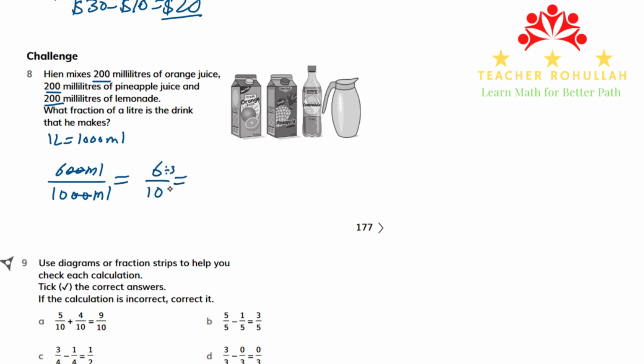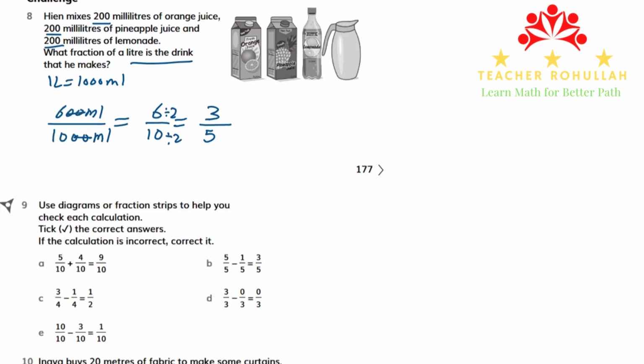We can either say she has made 6/10 of 1 liter of drink, or if we simplify, we cannot divide by 3, we can divide by 2. 6 divided by 2 is 3, and 10 divided by 2 is 5. We can say she has made 3/5 of 1 liter of drink, 3/5 or 6/10 of 1 liter of drink. We are done with question 8. Let me scroll down to go to question 9.